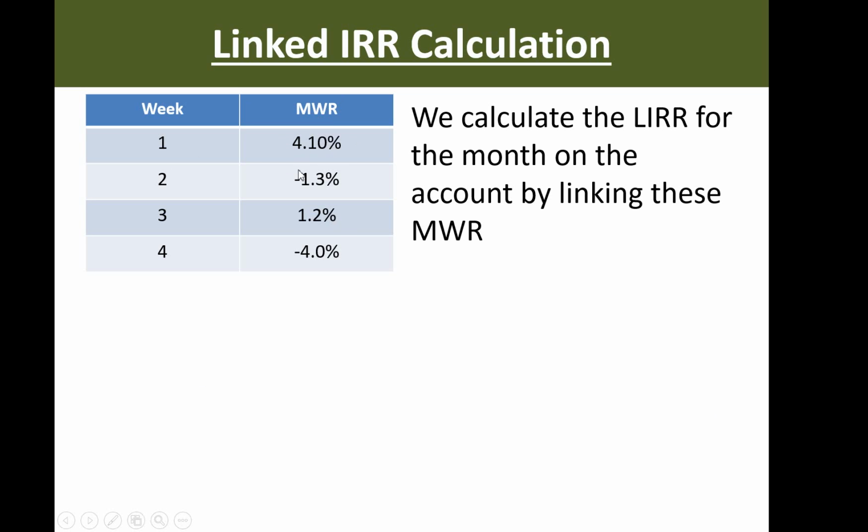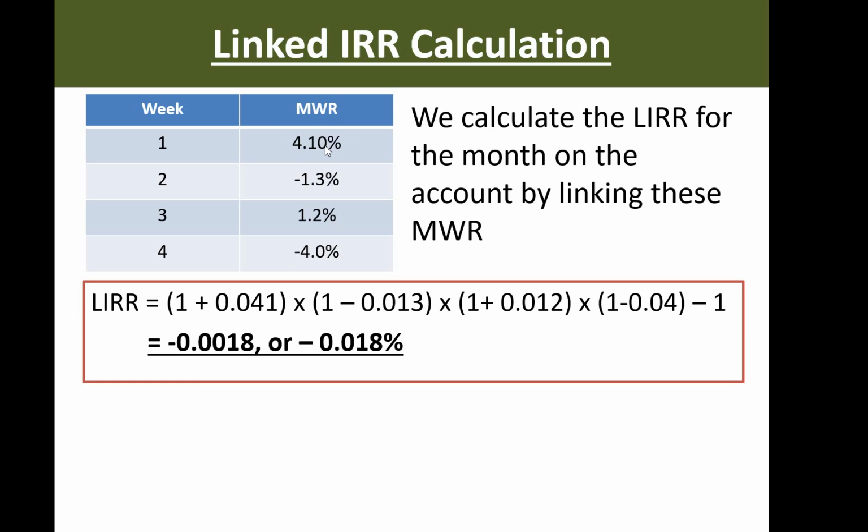Now, if someone asks you to calculate the linked IRR for the month, what you would do then is you would take these MWRs here, and then you would link them together in a chain linking fashion, just like you did for the time weighted return calculation. So as you can see, I'm simply chain linking each week's return with each other, and then finally subtracting one from the result to get negative 0.018%.